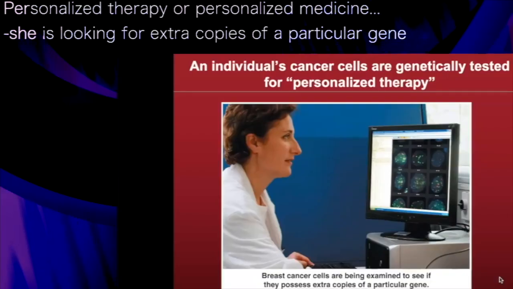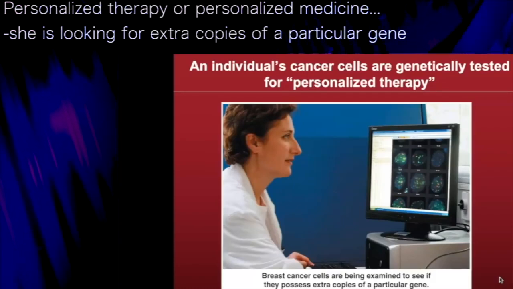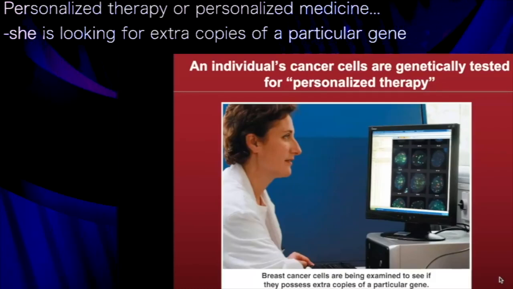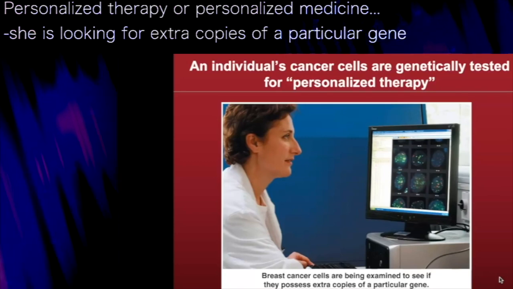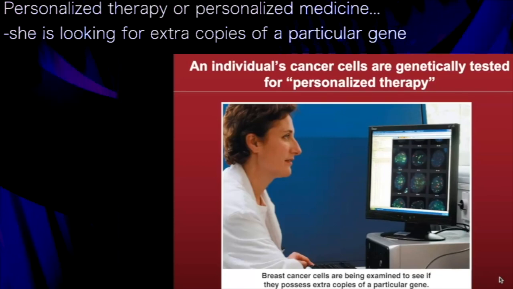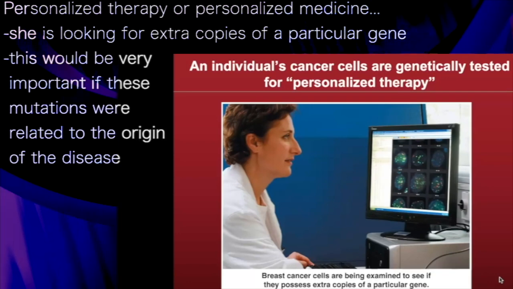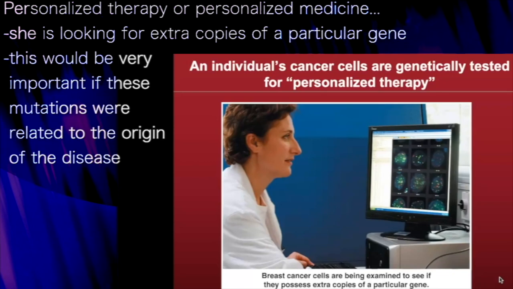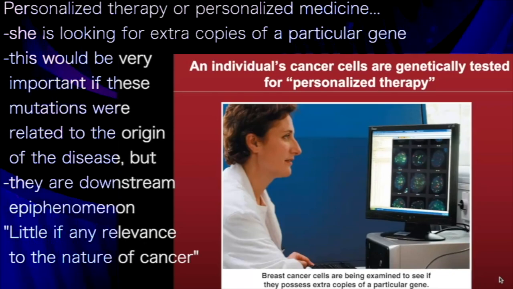Studying cancer as a genetic disease is the basis for the development of personalized therapy, or what we call precision medicine. And this woman is looking at a screen of breast cancer cells to see if they possess extra copies of a particular gene. And this information then may play a role in prognosis or diagnosis. Now, this would be certainly very, very important if, in fact, these mutations were related to the origin of the disease. And as I will show you, they're downstream epiphenomenon and mostly have little, if any, relevance to the nature of cancer.